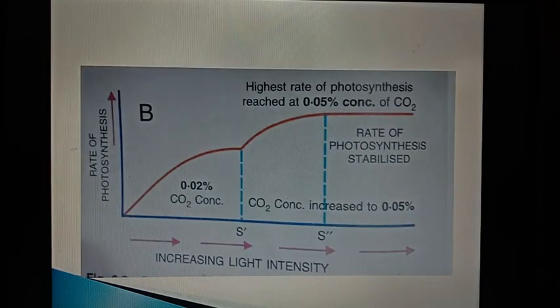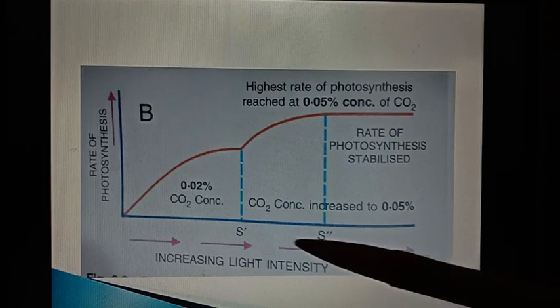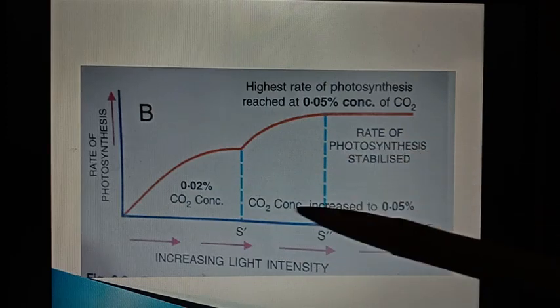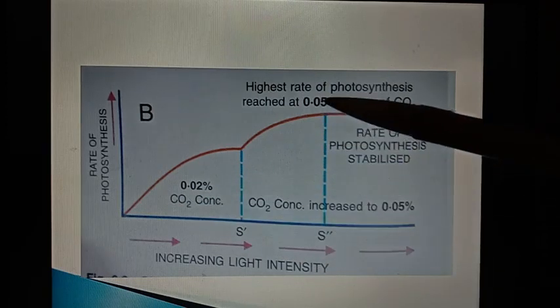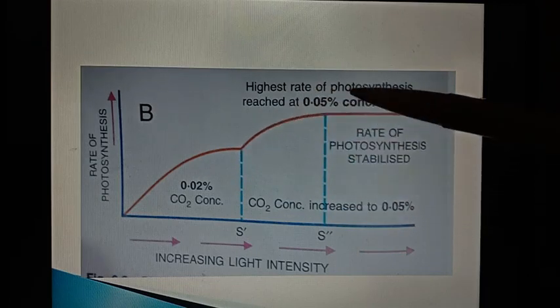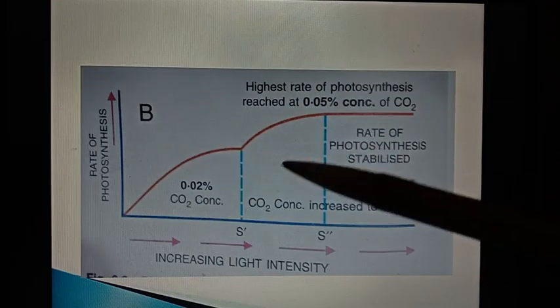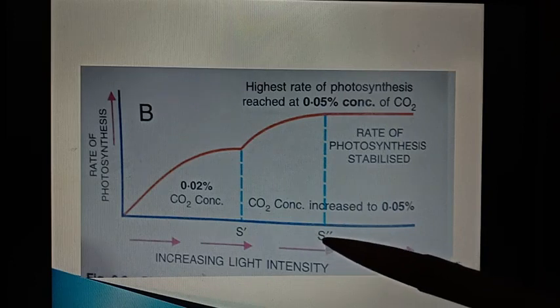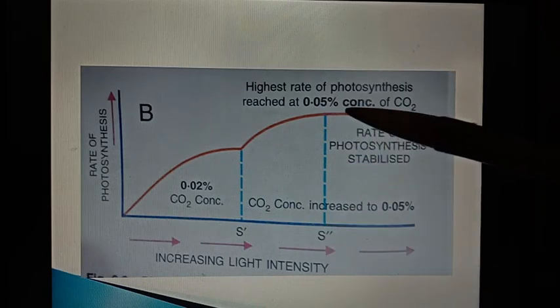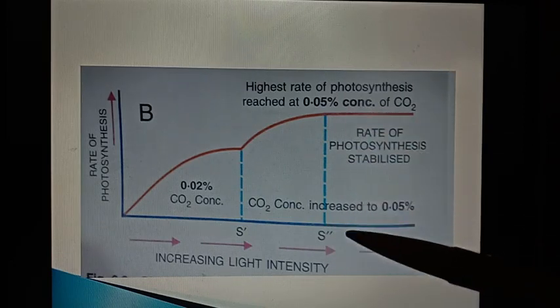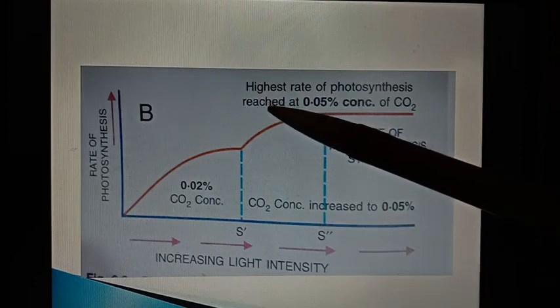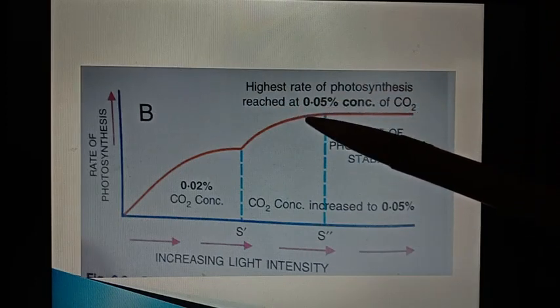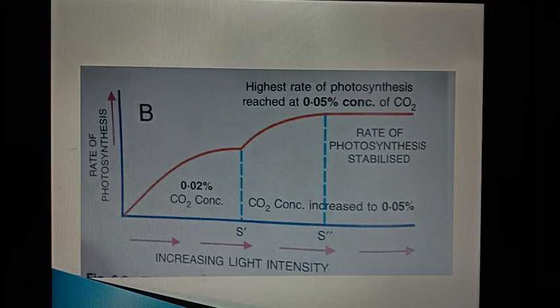Furthermore, with the increase in the light intensity, if the carbon dioxide concentration is also increased from 0.02 to 0.5, there is a sharp increase in the rate of photosynthesis that we can show by this graph, second graph, and this sharp increase can be indicated by S double dash, where the highest rate of photosynthesis is reached at 0.05% concentration of carbon dioxide.